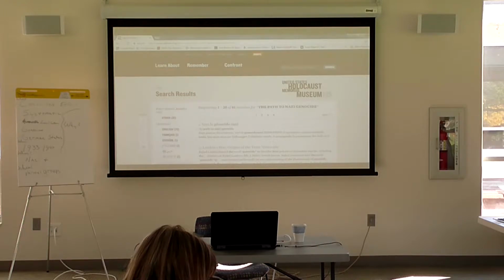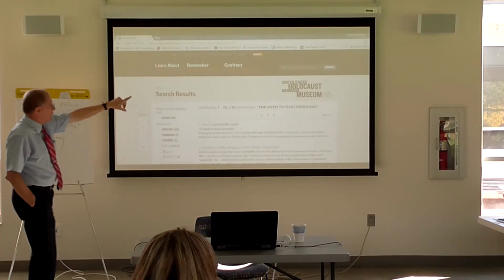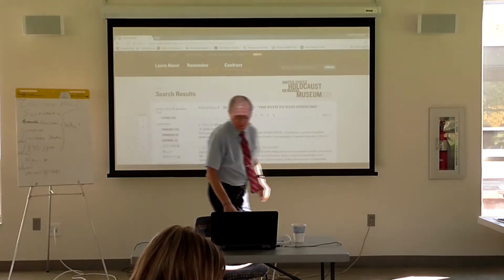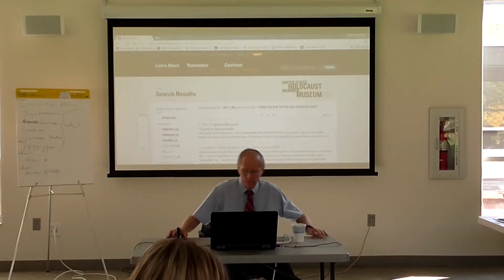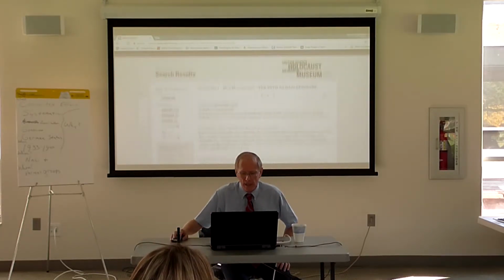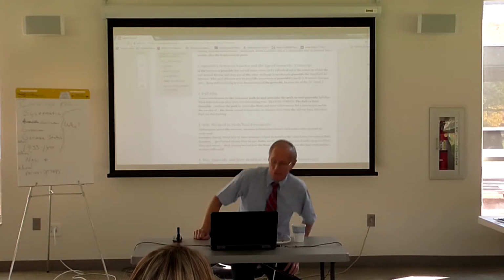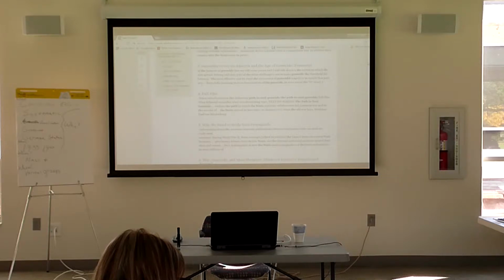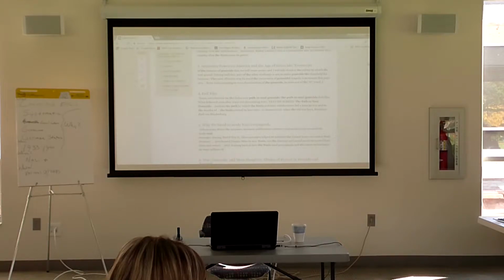To find it on the web, you simply go to the website of the U.S. Holocaust Memorial Museum, and in the upper right-hand section of the home page, there's a search function. Just type in The Path to Nazi Genocide, and you'll get this page that I've got up on the screen right now. If you go down to link number 4, the film is right there. It's also available on YouTube. I know a lot of schools block YouTube.